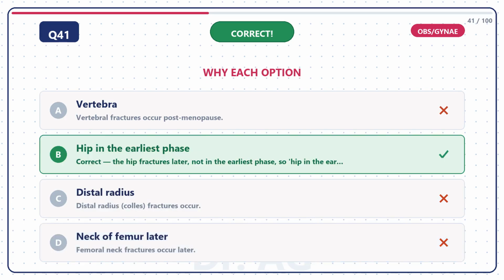And the correct answer is hip in the earliest phase. Correct. The hip fractures later, not in the earliest phase. So hip in the earliest phase is the exception. So, the right answer is option B. Hip in the earliest phase.